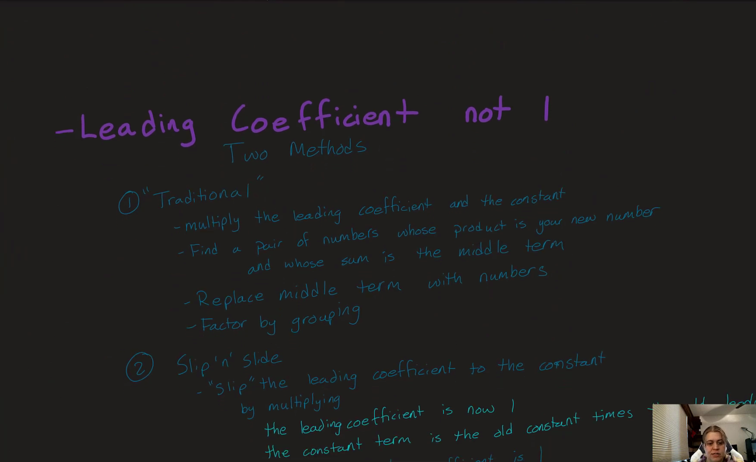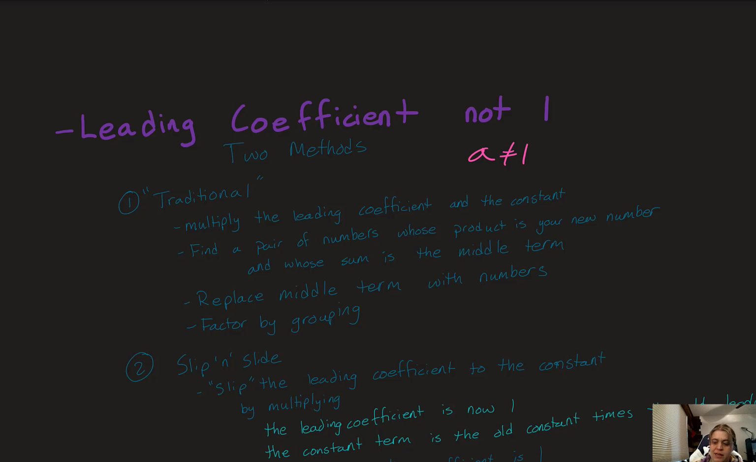The leading coefficient is not 1. This is also usually written as a does not equal 1. There's two different methods of doing this. The first one I call the traditional method because it's the one that I learned when I was in school. Therefore, it's the traditional method.